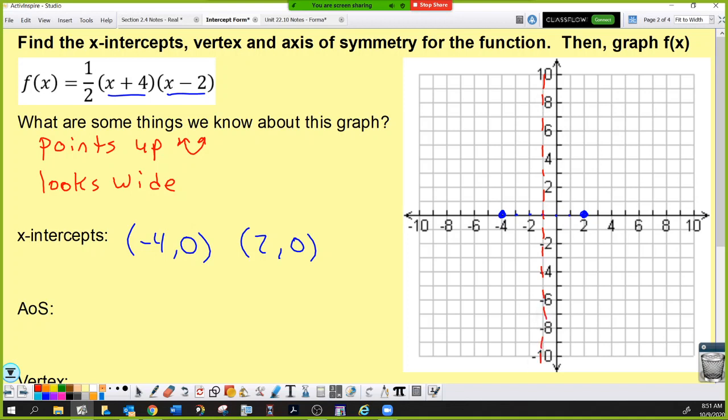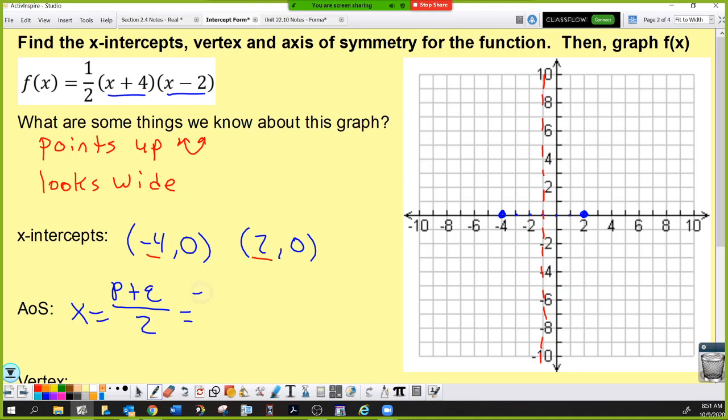That's halfway. But what if you didn't have a graph? He said, thinking about his test, wink, wink, nudge, nudge. What if you didn't have a graph? What would you do? You would use the formula for axis of symmetry, x equals p plus q over 2. And those two numbers, p and q, are your x-intercepts. They're the places where the graph crosses the x-axis.